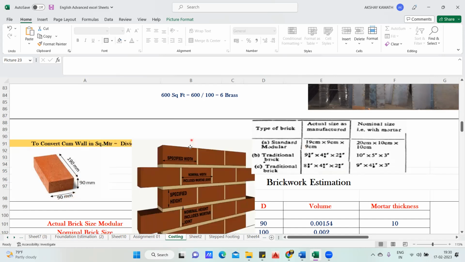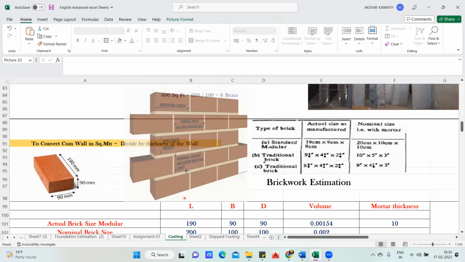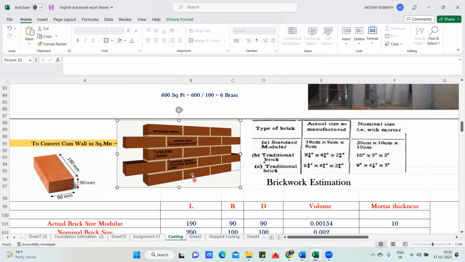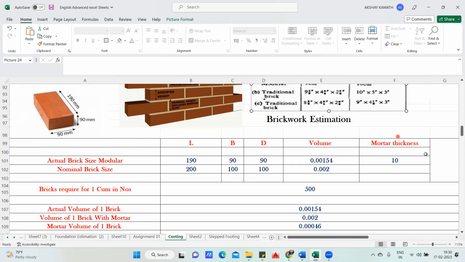So if somebody asks you to tell the actual size of the brick, you should tell 190 by 90 by 90. If somebody asks you to tell the nominal size of the brick, the nominal size of the brick is 200 by 100 by 100. Okay, simple. Now I've prepared one Excel sheet like this.